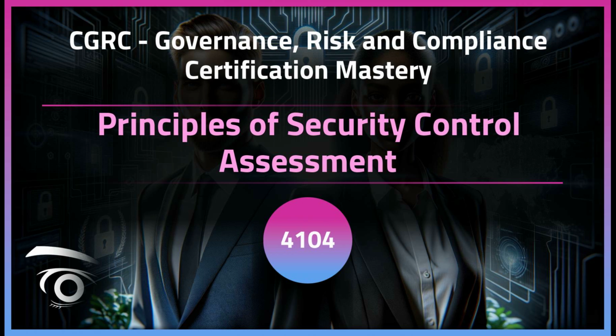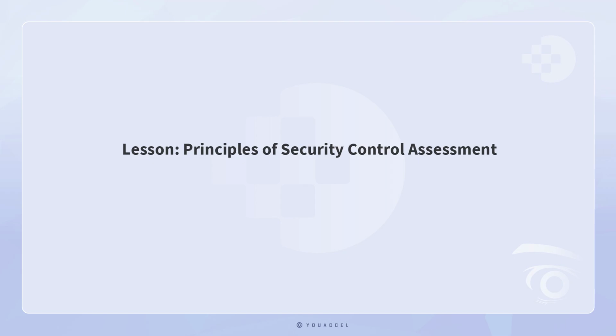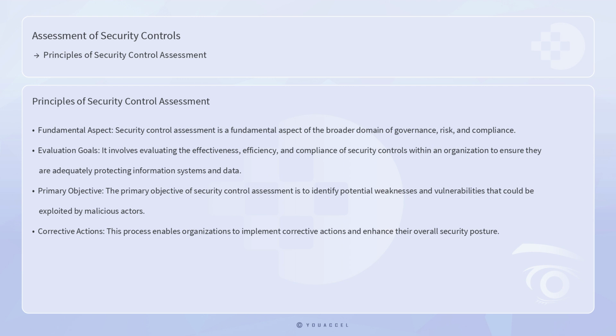Let's proceed with the lesson. Lesson: Principles of Security Control Assessment. Security control assessment is a fundamental aspect of the broader domain of governance, risk, and compliance. It involves evaluating the effectiveness, efficiency, and compliance of security controls within an organization to ensure they are adequately protecting information systems and data. The primary objective of security control assessment is to identify potential weaknesses and vulnerabilities that could be exploited by malicious actors, thereby enabling organizations to implement corrective actions and enhance their overall security posture.